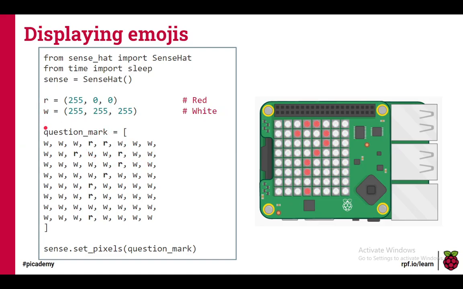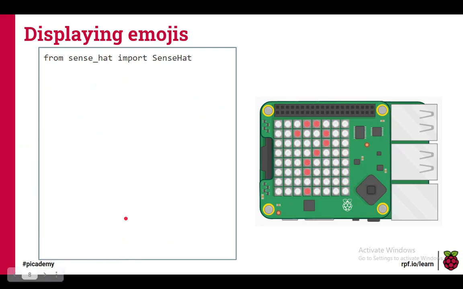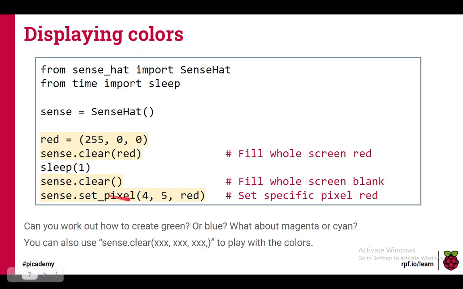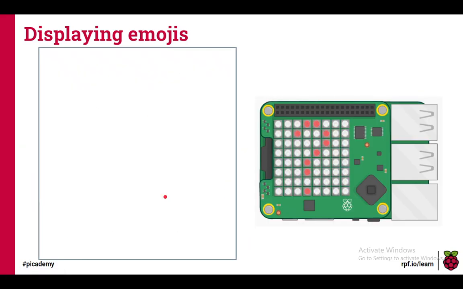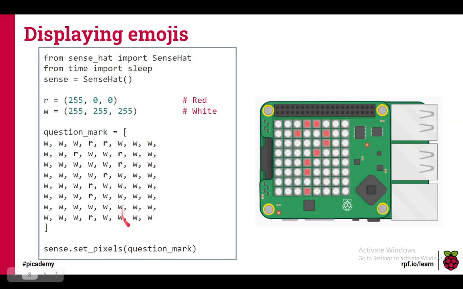So if you want blue, it equals 0, 0, 255, right? And then to actually get it to take this, which is an array, a list, you're going to use set pixels. And remember, the last one was set pixel. That was one dot. In this case, you're going to use set pixels to get your question mark, and it'll take this little list and create that.